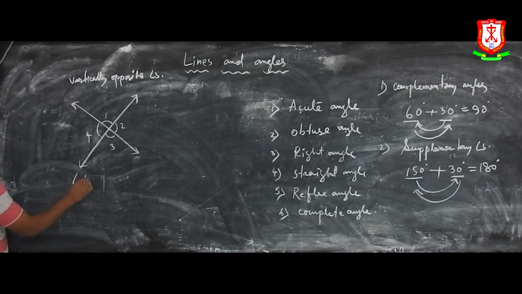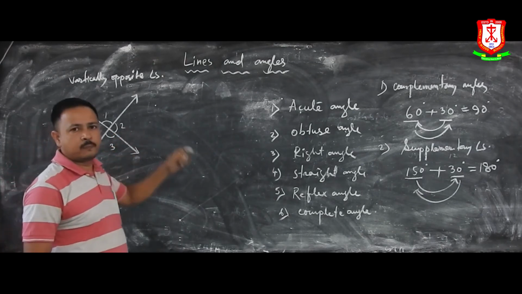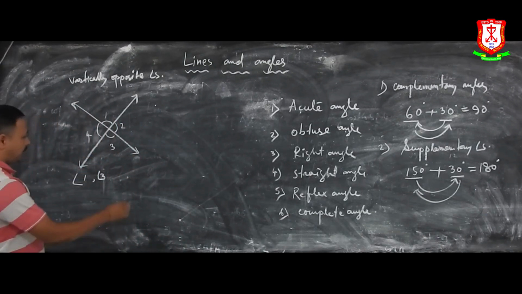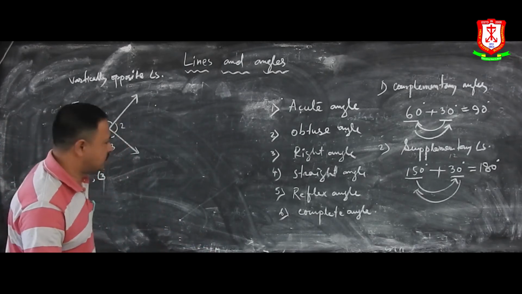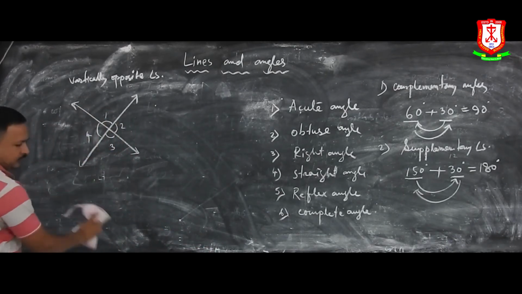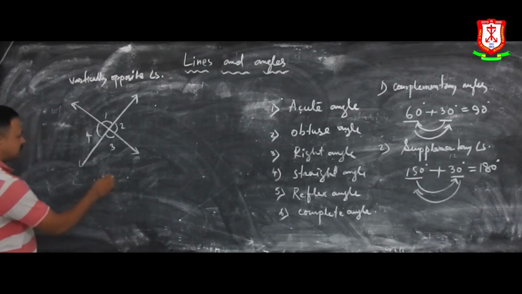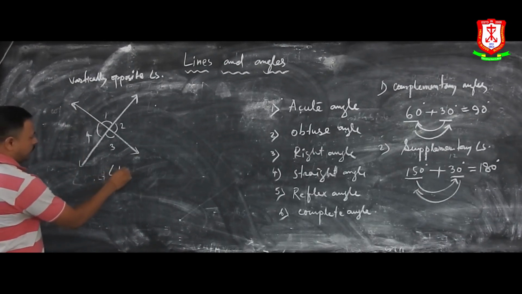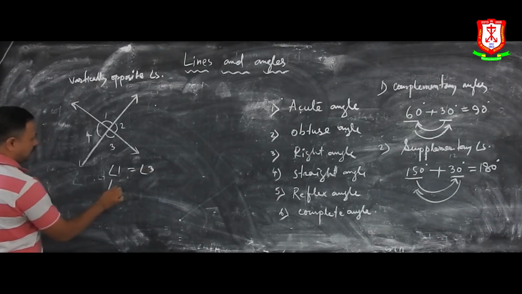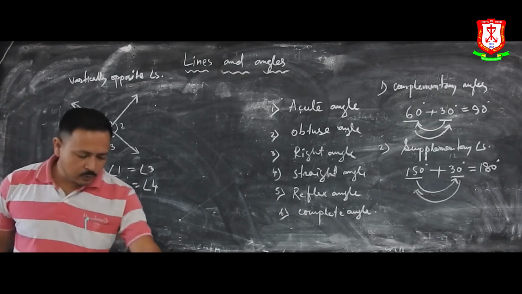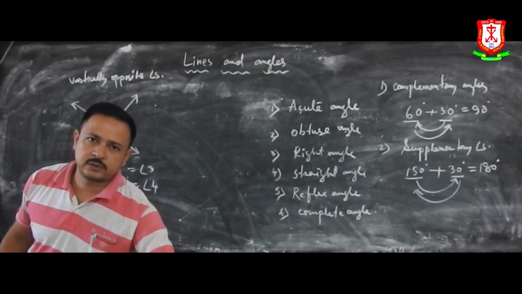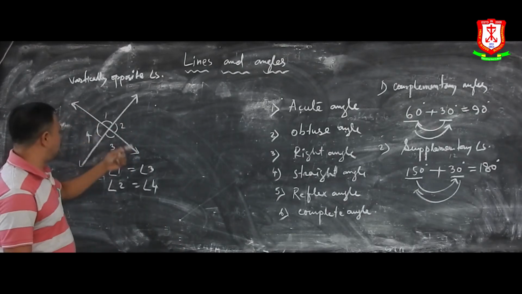So angle 1 and angle 3 are vertically opposite angles. Angle 4 and angle 2 are vertically opposite angles. And vertically opposite angles are always equal to each other. So we can write angle 1 equal to angle 3, angle 2 equal to angle 4. Because vertically opposite angles are always equal.